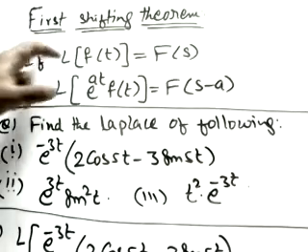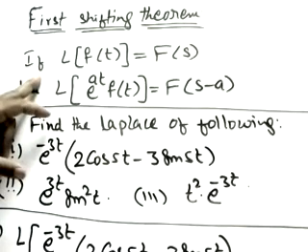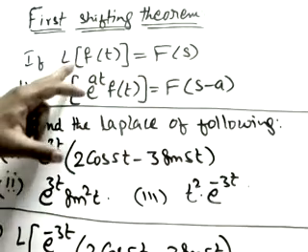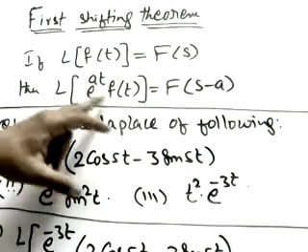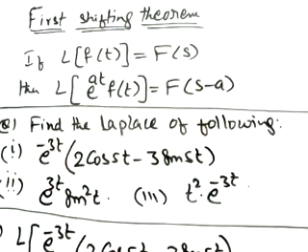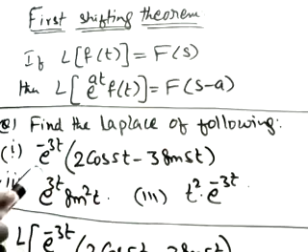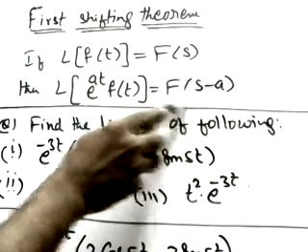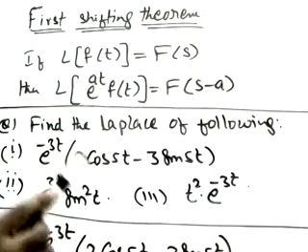Now see here, this is a very important topic. The next topic is the first shifting theorem. We are not doing the proofs of the theorems, we are just using the formulas to solve the problems. You see here, watch carefully: if Laplace of f of t equals F of s, then Laplace of e power at f of t equals F of s minus a. Means whenever we get e power at, s changes to s minus a.